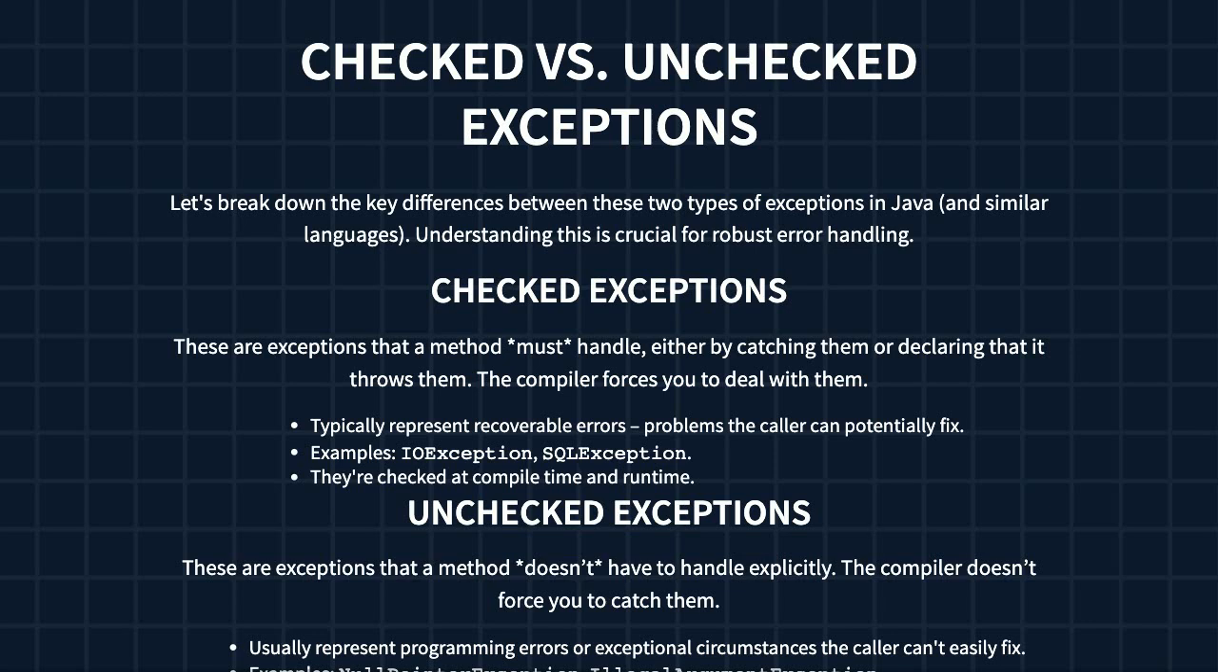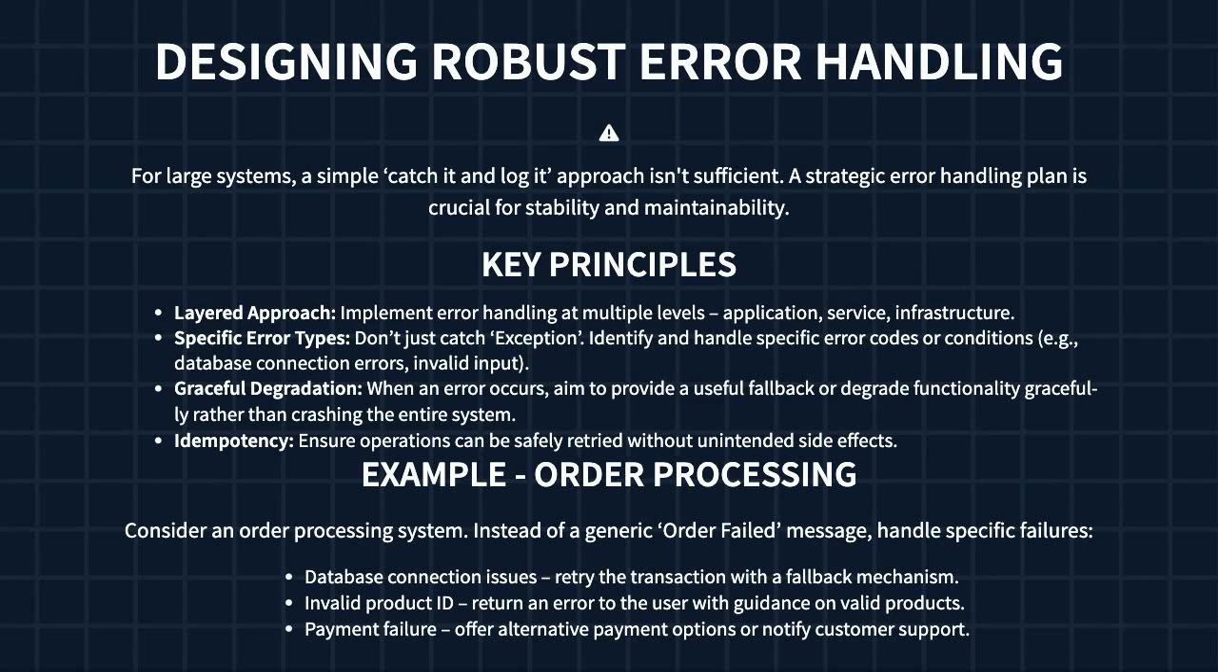Okay, let's talk about designing robust error handling for really large systems. It's not enough to just catch an exception and log it. We need a layered approach. Think about how errors might manifest at different levels, the application itself, individual services within your system, and even down to the infrastructure. It's also important to handle specific error types. Don't treat everything as a generic "something went wrong." For example, if you have a database issue, you can identify that specifically. And finally, always consider graceful degradation. What happens when something fails? Can we provide helpful feedback to the user instead of just crashing?